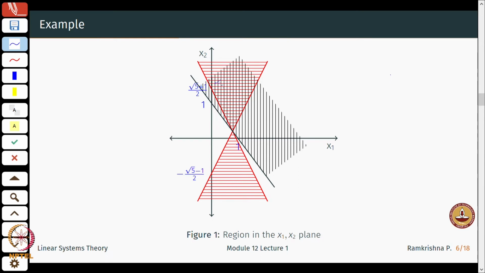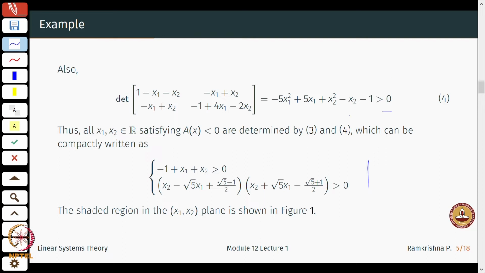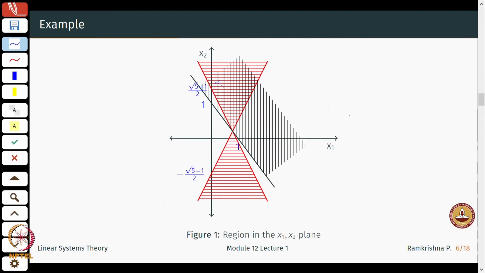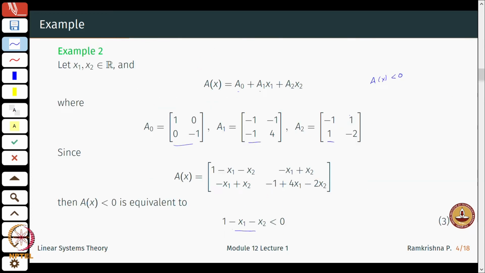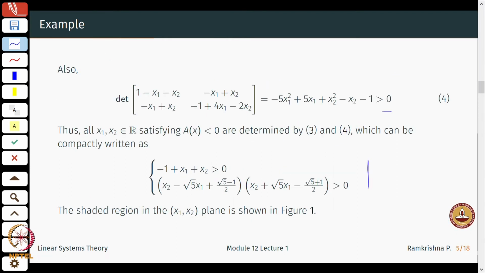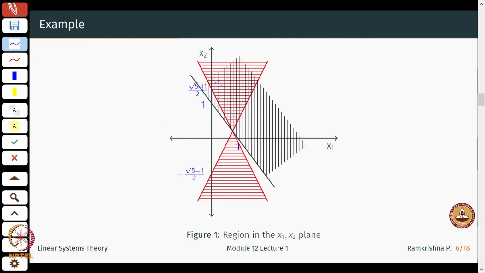I will just leave this to you because these are fairly simple equations. But the aim of this is to give an illustration of what I am actually looking for. I am just looking for solutions of this, which look like a region given by this one.